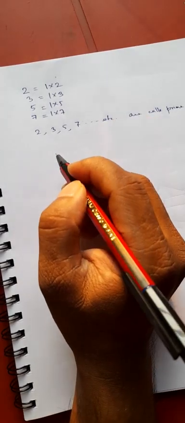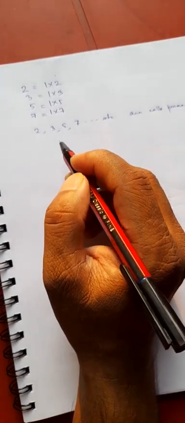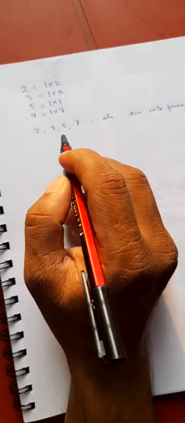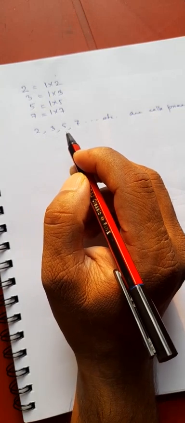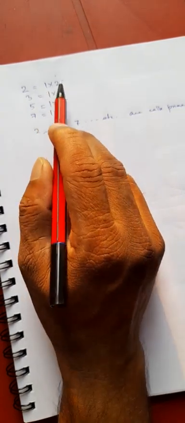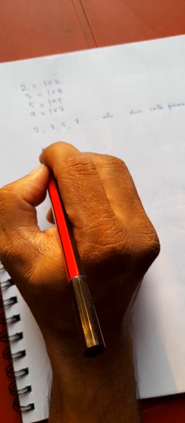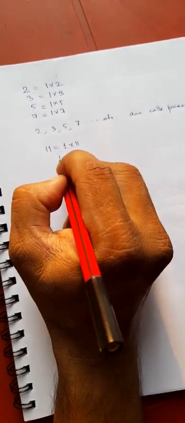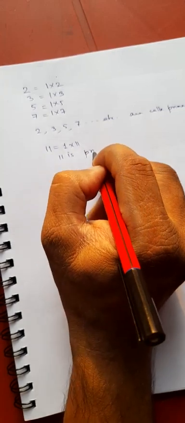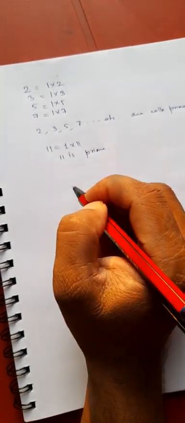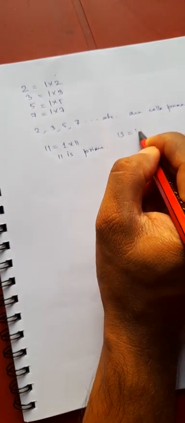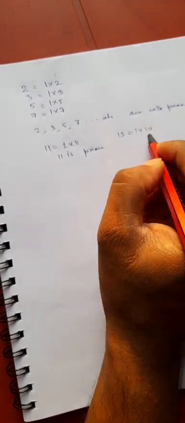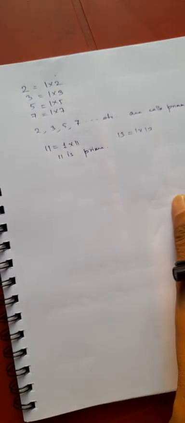Now what is a prime number? A prime number is a whole number which has only two factors, 1 and the number itself. Similarly 11 equals 1 multiplied by 11. 11 is prime. 11 has two factors, 1 and the number itself. 13, in a similar way, 1 multiplied by 13. It has only two factors, 1 and 13.